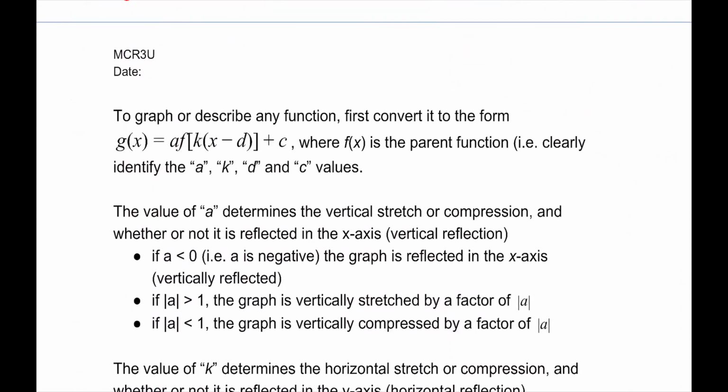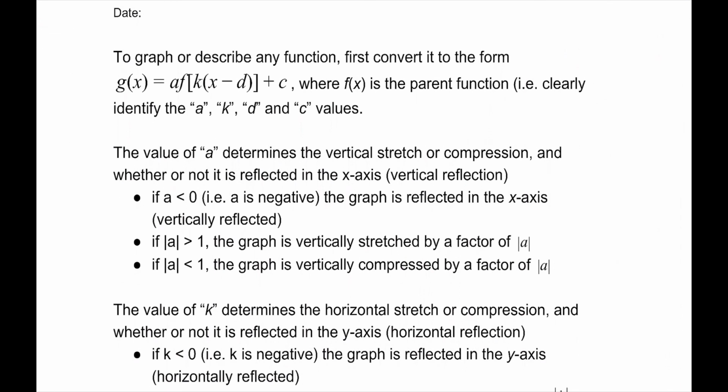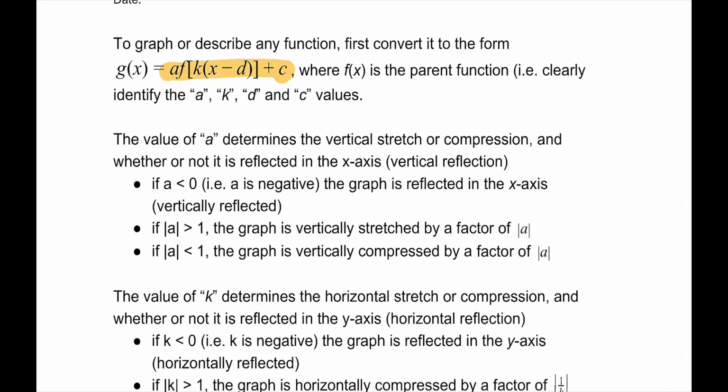So how can we summarize this? What we want to do is make sure that when we have a transformation, we convert it to this form: a times f of k times brackets x minus d, plus c. In other words, we want to factor out the k value, whatever is multiplied to x, so that we get the proper shift value. Where f of x is the parent function, now we can clearly identify the a, k, d, and c values.